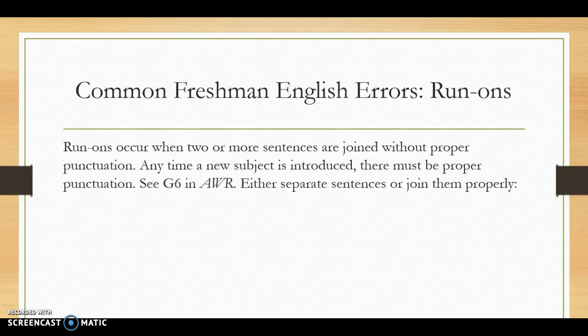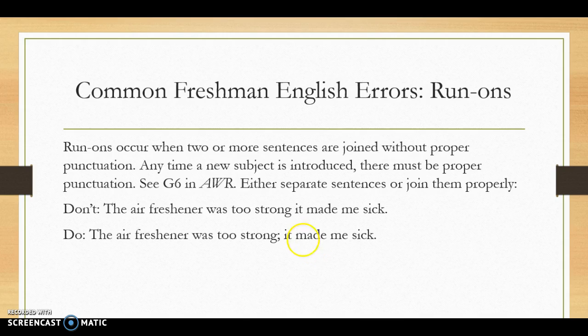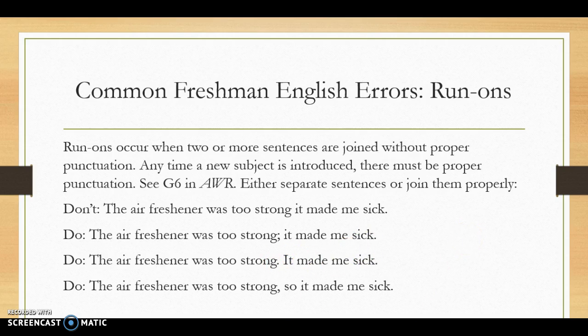Run-ons are like the opposite problem of fragments. It's putting together two or more sentences without proper punctuation. Look at section G6 for help on these. Notice here, the air freshener was too strong, it made me sick. Right here we have a new subject, okay? So you have to either put a semicolon there or end it here and start a new sentence. Or you can do a comma and a coordinating conjunction.